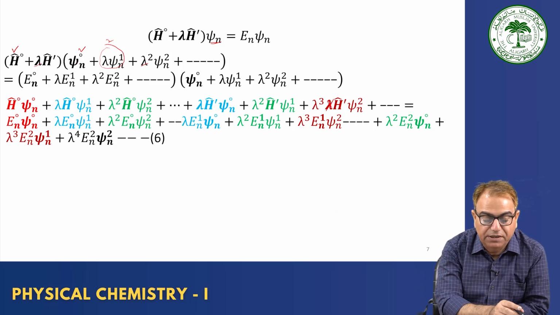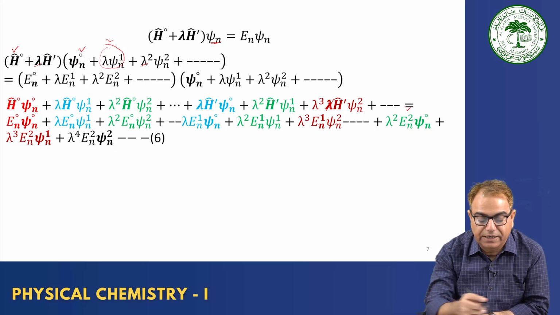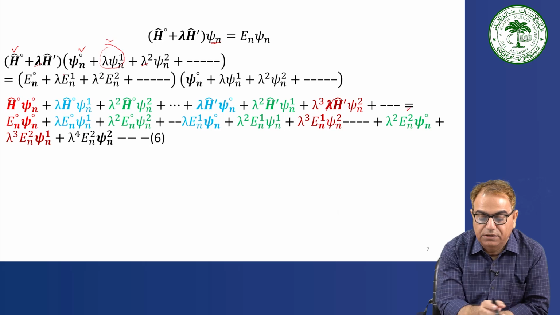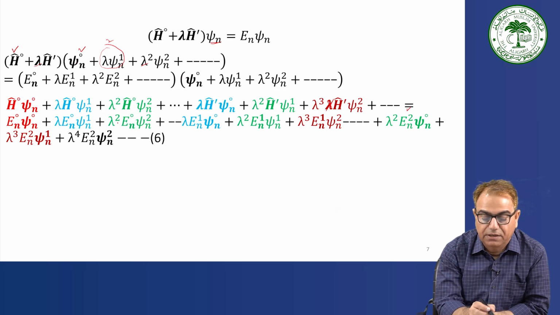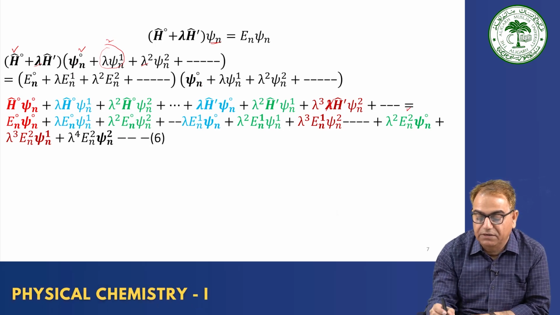On the right hand side, I am writing En naught psi n naught, then lambda En naught psi n1, then lambda squared En naught psi n2. Okay, so this is complete with the first term. The second term: lambda En1 psi n naught, lambda squared En1 psi n1, then lambda cubed En1 psi n2. So the second term is also complete.